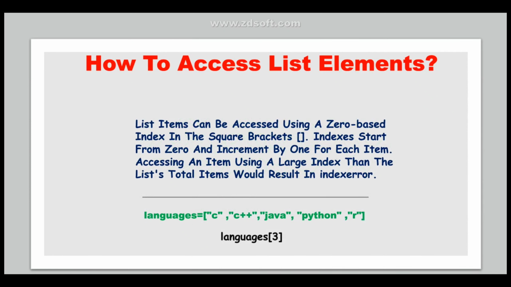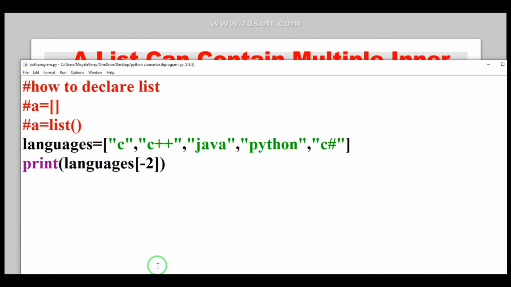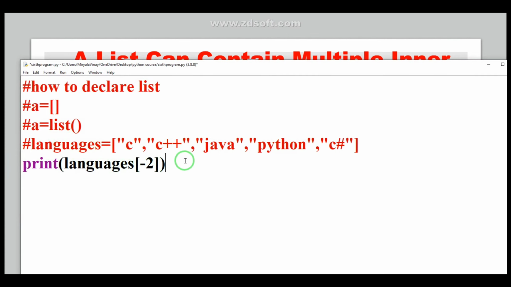Coming to the next part, a list can contain multiple inner lists also. What do I mean by this? Let me give an example. Let me comment this and delete this. Suppose I have a variable b equal to a list with values 1, 2, 3, and an inner list 4, 5, and again an inner list 6, 7, 8, 9.